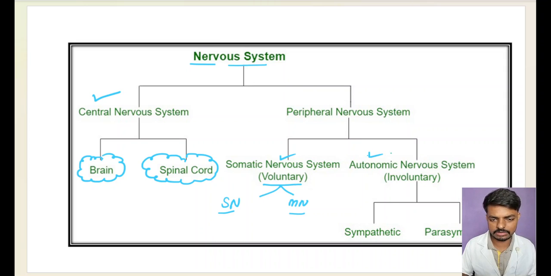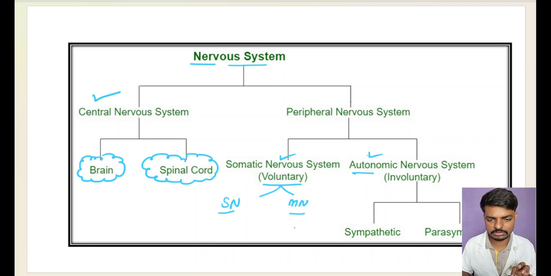Okay, we are here at the final step of our nervous system. Autonomic nervous system: auto means automatic, meaning it is not in our control. So we are studying the nervous system which is not in our control. We are studying the nervous system which acts according to the situation. So that nervous system is called the autonomic nervous system, also known as the involuntary nervous system.